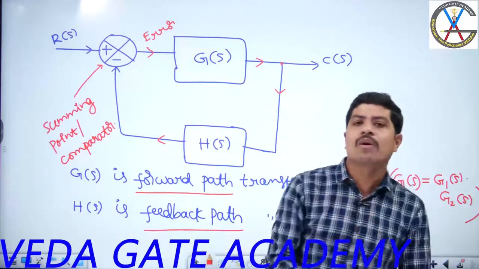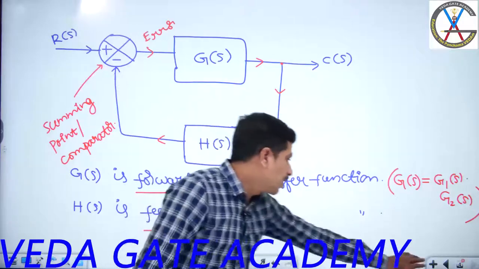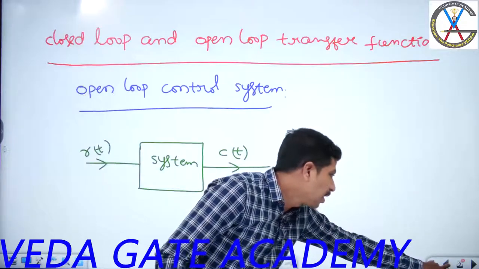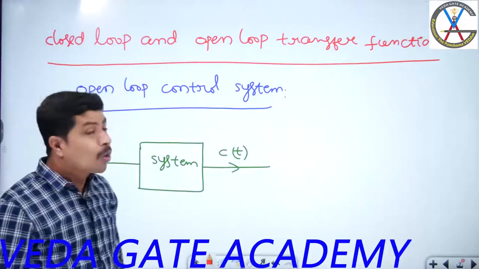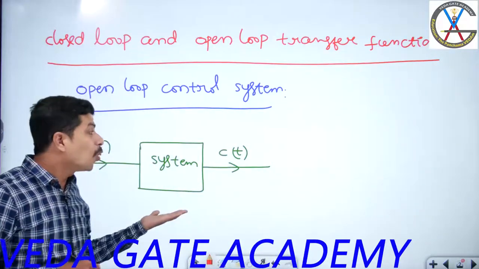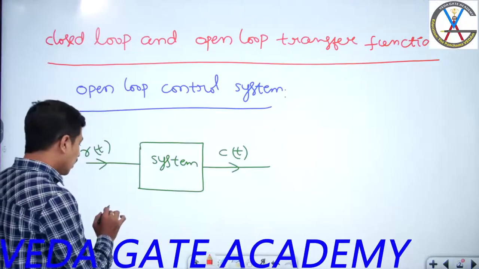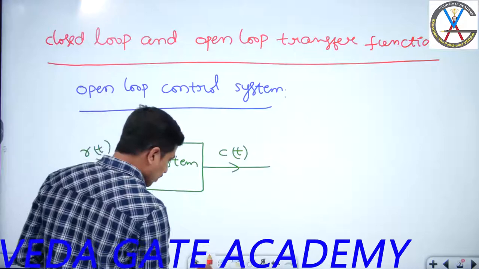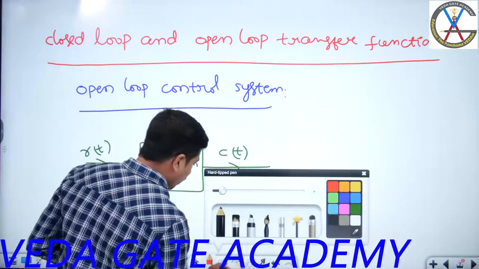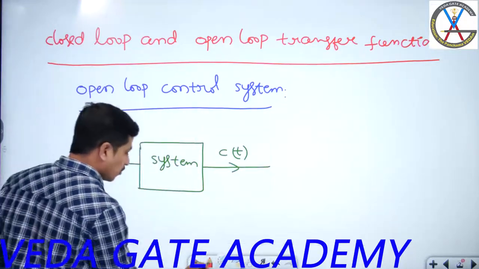Now, what we want here, two things we want. What is our heading? Let's read our heading: closed loop and open loop transfer function. This is an open loop system. First, what is the transfer function of this one?